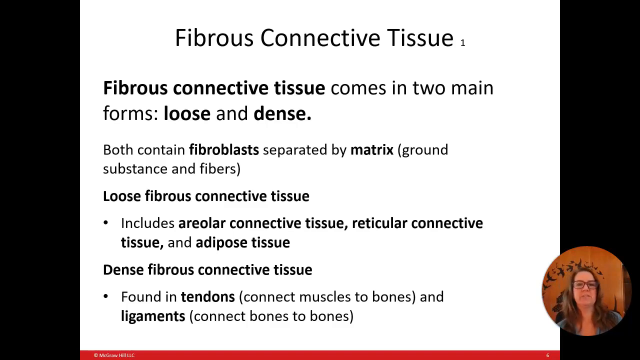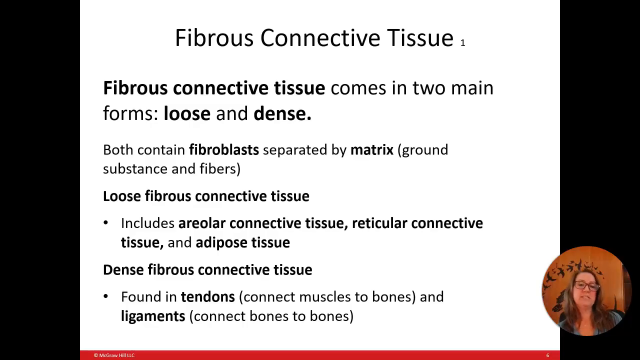So you'll need to know the difference between tendons and ligaments. Ligaments connect bones to bones. Just think of an ACL connecting the bones of your upper leg to your lower leg. And tendons, like the Achilles tendon, connect the bone of your heel to essentially the muscles in your calf. Now let's go back to loose fibrous connective tissue.